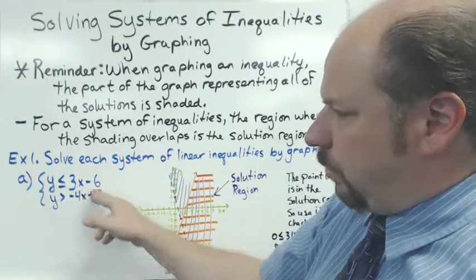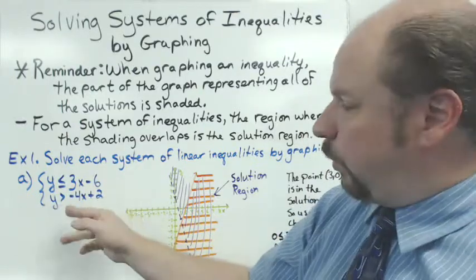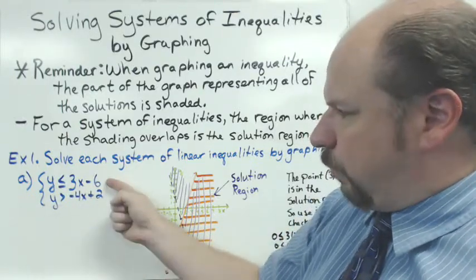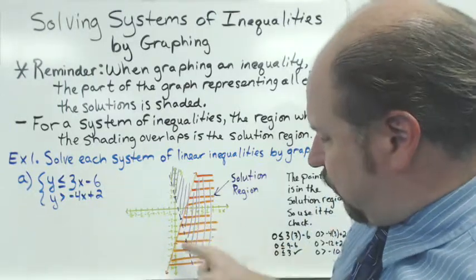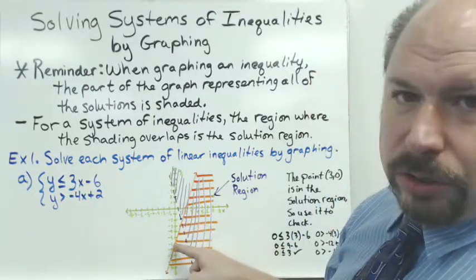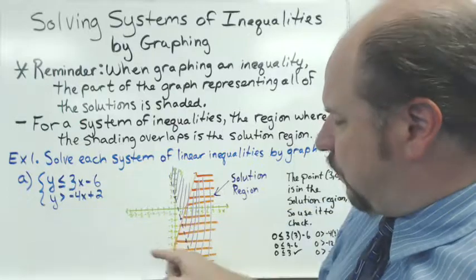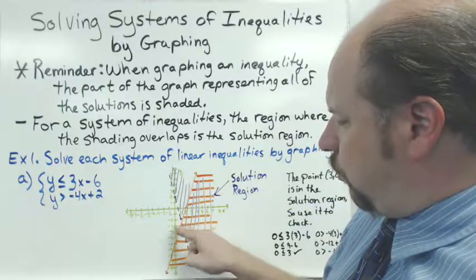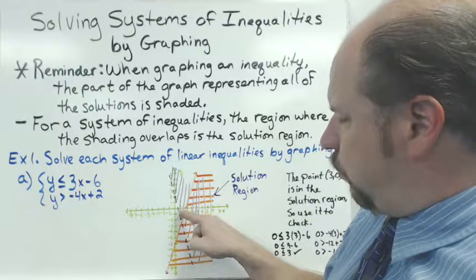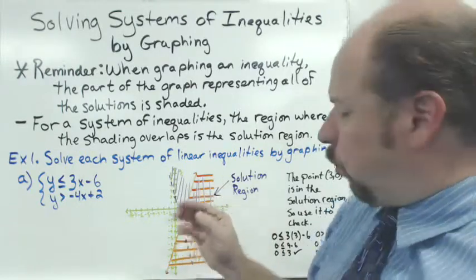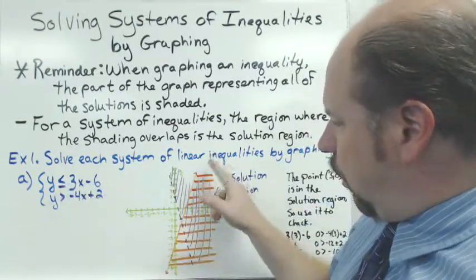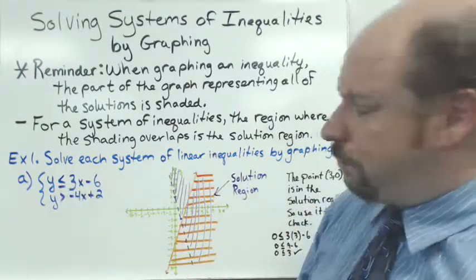Okay, so they're both in slope-intercept form. If we graph both of those, the first one has a y-intercept of negative 6, so I put a point down here at negative 6. And we have a slope of 3, so we go up 1, 2, 3, and over 1, up 1, 2, 3, over 1, put a couple more points, and again, solid line, so I connected the line.